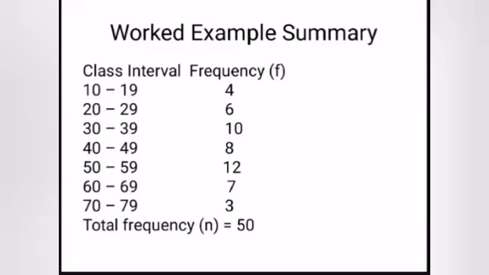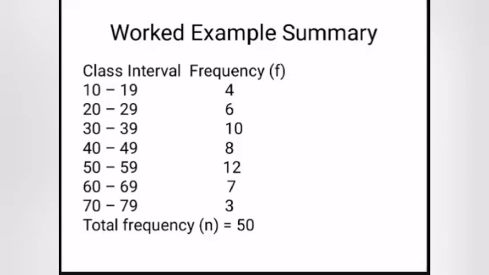Okay. So this is an example. This is a full example where we would be finding the mean, median, mode, interquartile range. We'll just be solving everything we've done so far. So in the question, we're given the class interval and the frequency. So you draw your table. That's the first thing you are going to do.